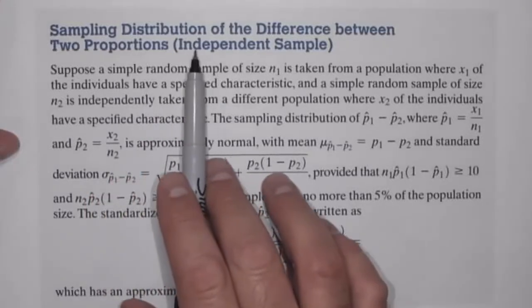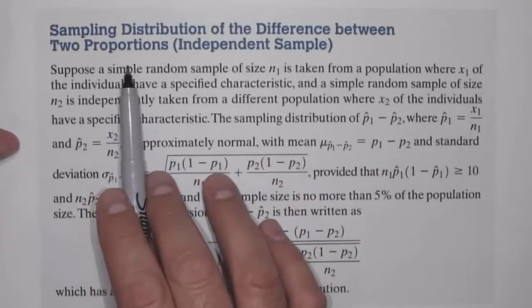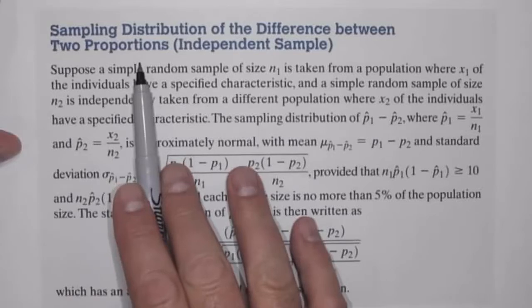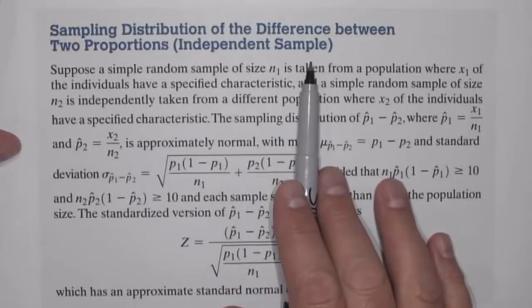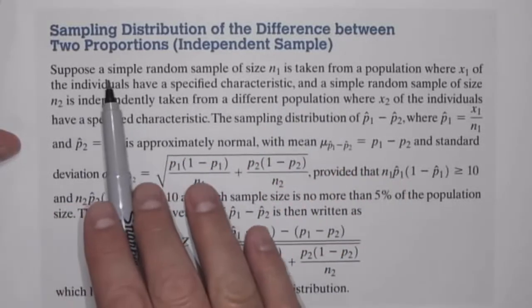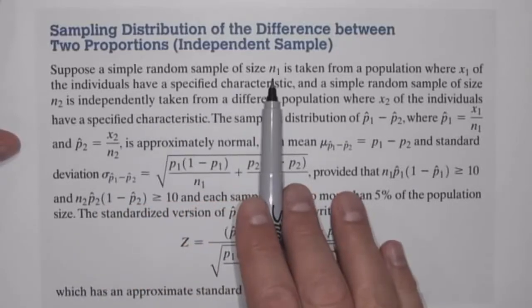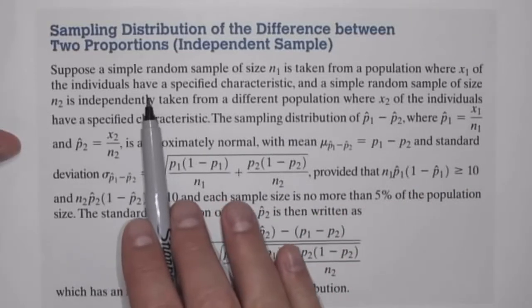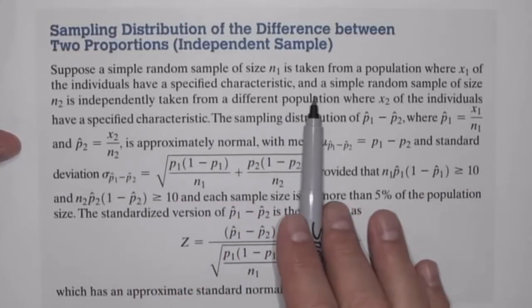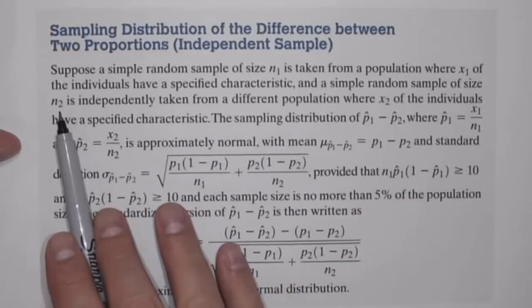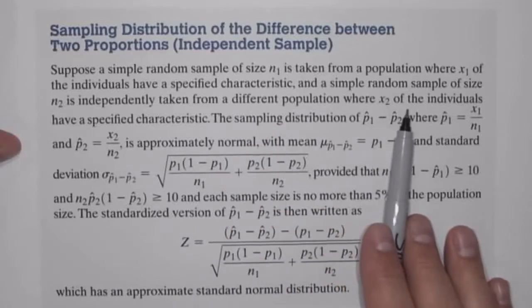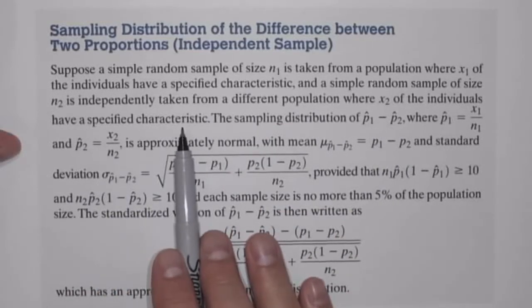So, the sampling distribution of the difference between two proportions if we have independent samples. For the remainder of this section, we're going to be looking at two proportions and we're going to be dealing with independent samples. Suppose a simple random sample of size n1 is taken from a population where x1 of the individuals have a specified characteristic, and a simple random sample of size n2 is independently taken from a different population where x2 of the individuals have a specified characteristic.